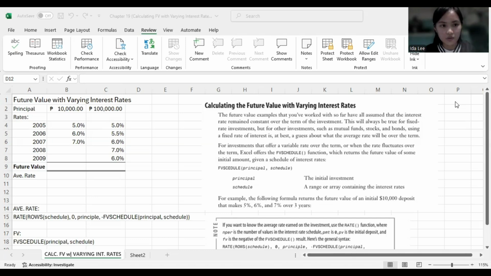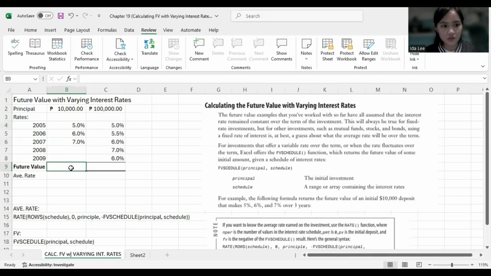So let's get over with the examples that we have here. So first, let's follow the one here in this photo. For example, the following formula returns the future value of an initial 10,000 deposit that makes 5%, 6%, and 7% over 3 years.